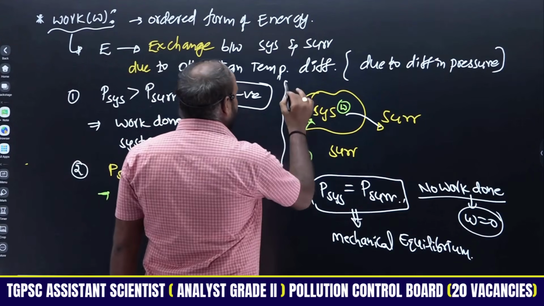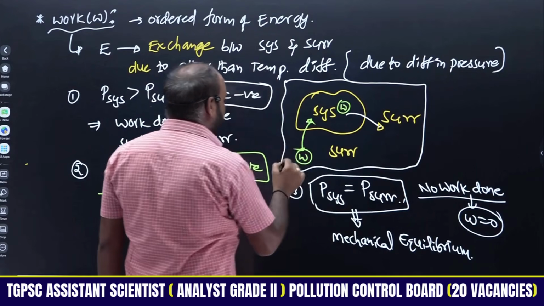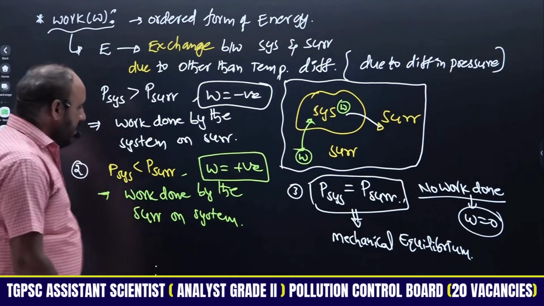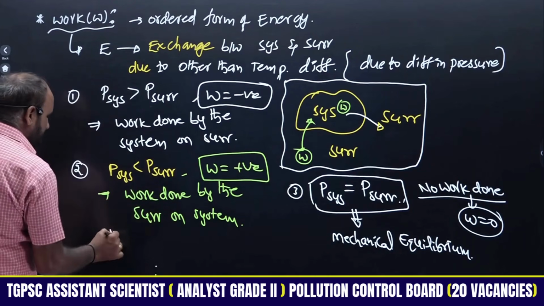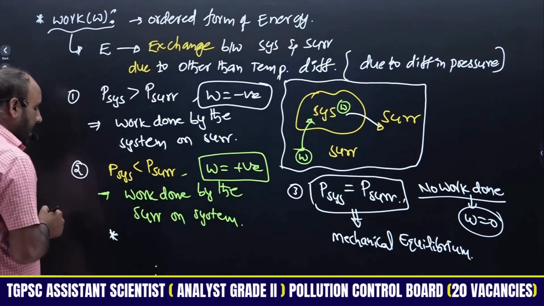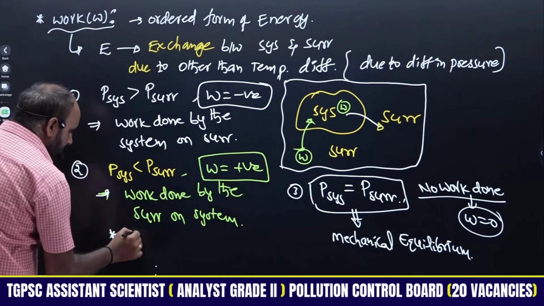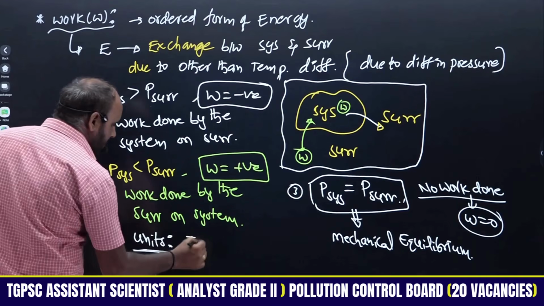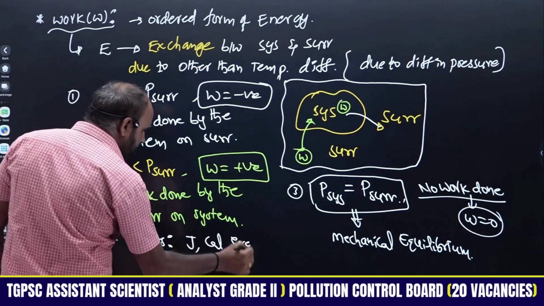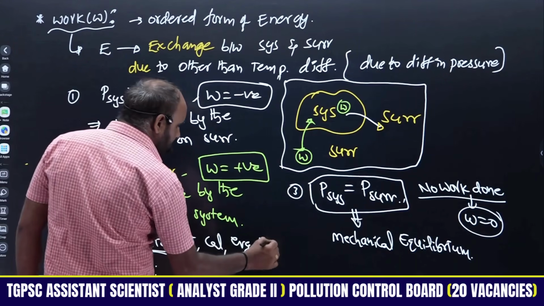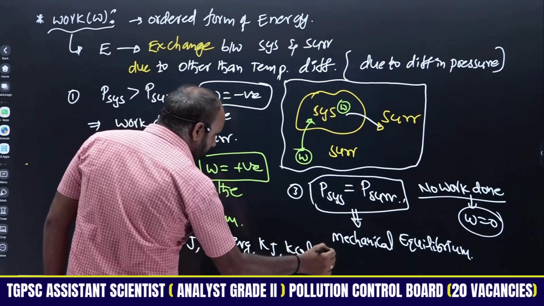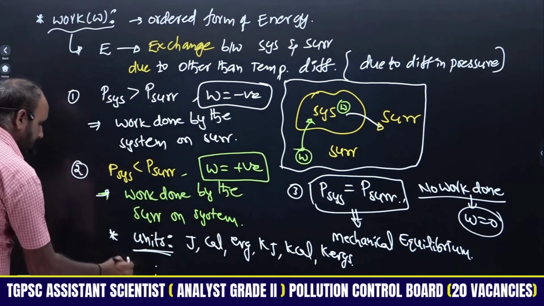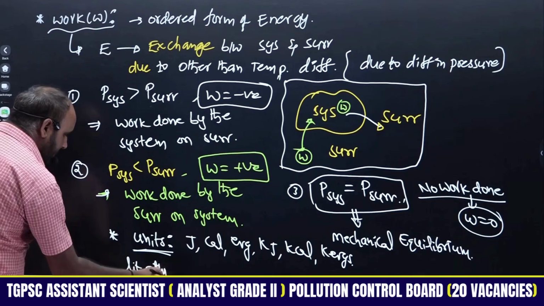Simple thing, this entire concept will be explained with only this simple diagram, right? Previously heat energy also will be same. Therefore work is the ordered form of energy, right? So the units of work are energy units, and the same units are applicable: joules, calories, ergs, then kilojoules, kilocalories, kilo ergs. These all are units. Even liter atmosphere is also a unit of work.